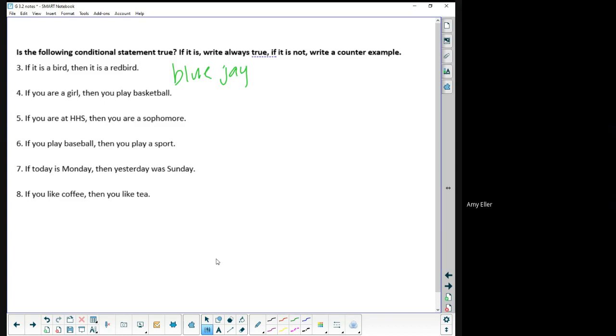Number 4. If you are a girl, then you play basketball. Always true? No. Who has a counterexample? They can play volleyball. Okay, so give me a specific person. Serena Williams. Some of you might be able to say yourself, if you're a girl in here who does not play basketball, then you can write your name down. We want a specific person. Try not to write a sentence like, there could be a girl who does not like basketball. I might take that because you know what you're talking about, but you want a specific counterexample.